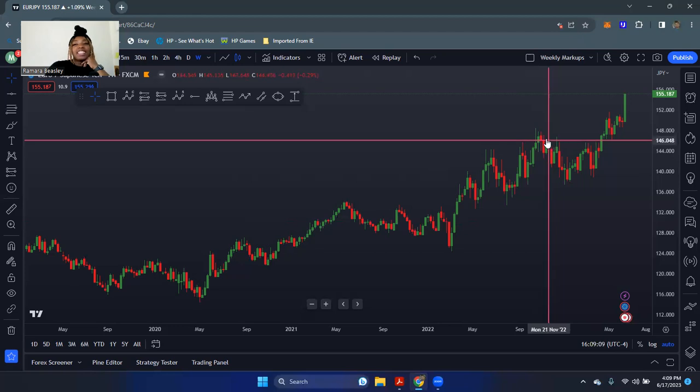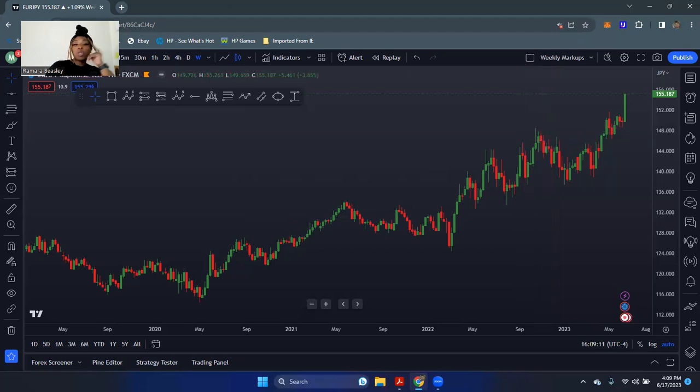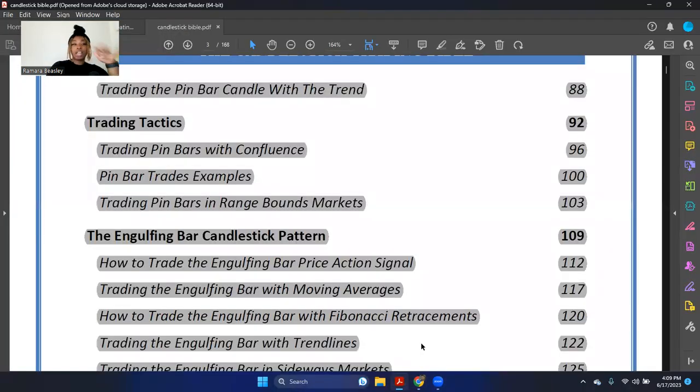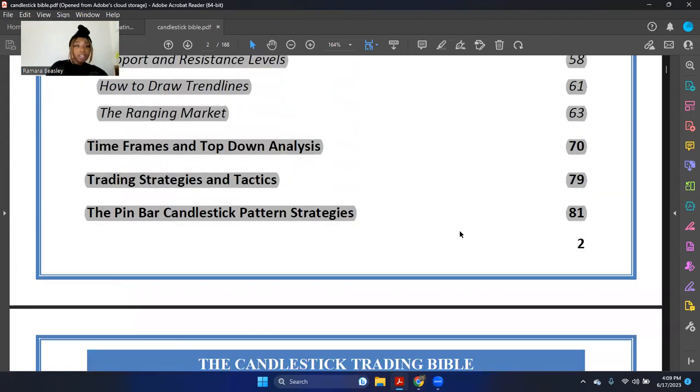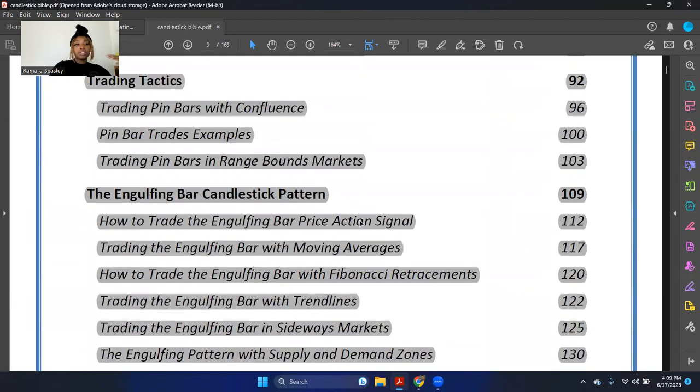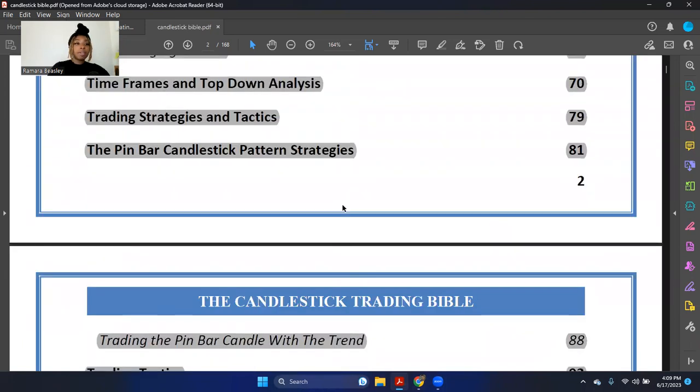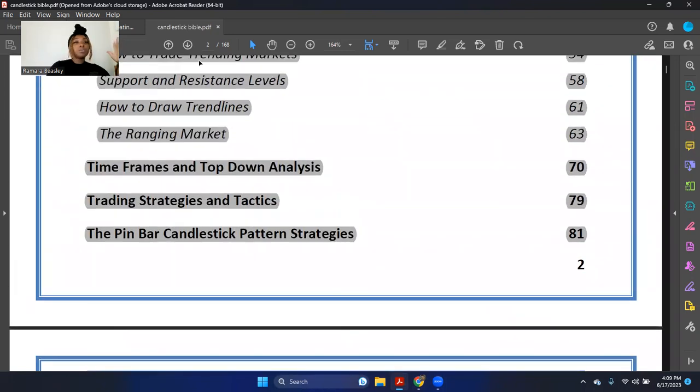So the first thing that we're going to do when we're coming to the charts, as a new beginner just now learning what's going on, let me pull open my Candlestick Bible. We've already read the book of the Candlestick Bible, so now I am about to do my top-down analysis of time frames. Let's go to page 70.